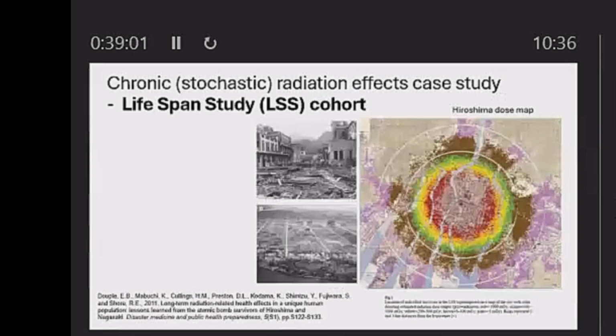Okay, moving on to chronic. Where we get most of our data on cancer is the Life Span Study cohort, the LSS. This is the main source of data. This is where we get that number of 4 grays, the lethal dose for 50% of the population. We get that from this map here.